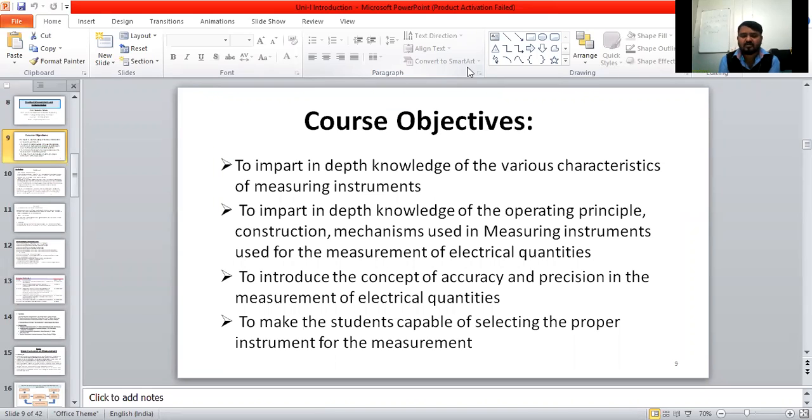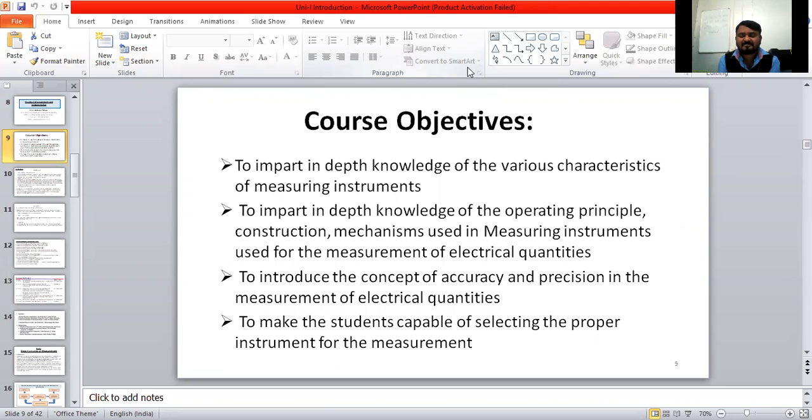I will ask one more question. I want to measure the electric power over there. Which instrument are you going to choose? I'll give four options: voltmeter, ammeter, ohm meter, watt meter.